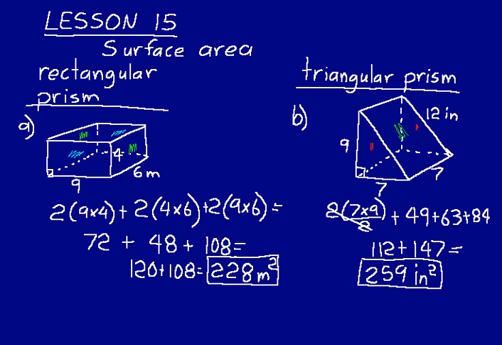One difference between a triangular and a rectangular prism is that there are only 5 surfaces to calculate the area of, as compared to 6 in the rectangular prism.